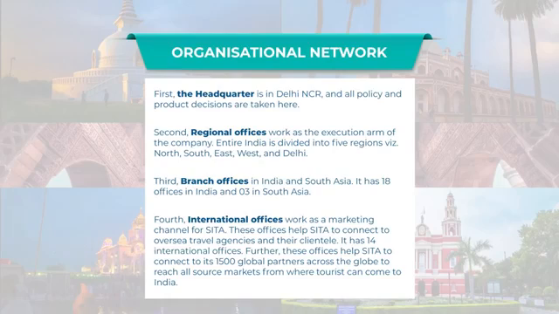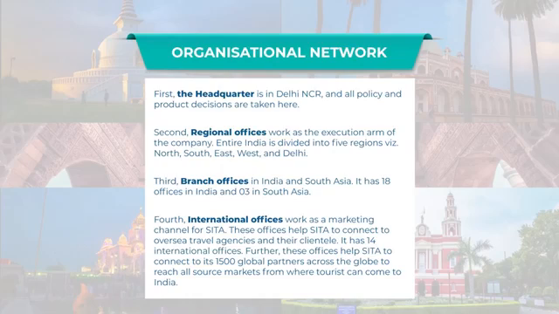are taken here. Second important is regional offices of the company. Regional offices work as the execution arm of the company. Entire India is divided into 5 regions, viz. North, South, East, West and Delhi. The third important level is the branch offices of the company. Branch offices are in India as well as in South Asia. It has 18 offices in India and 3 offices in South Asia.